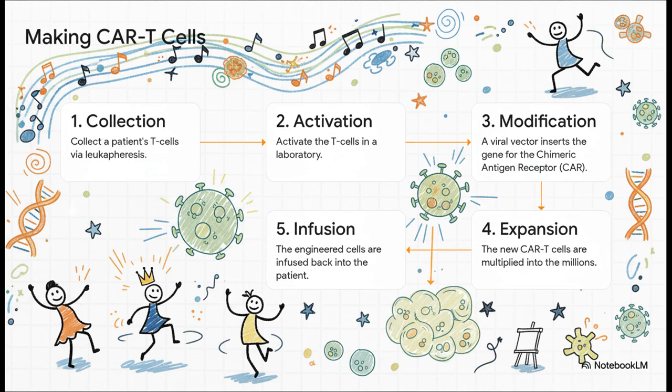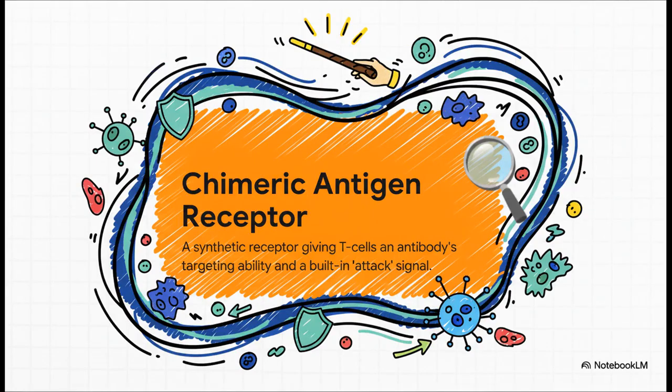Then they take them to a lab, and using a harmless virus, they give those cells a brand new gene. This gene tells the T cell how to build a very special receptor. Then they grow these new, superpowered cells into an army of millions, and finally, they infuse them back into the patient, ready to hunt. So what is the special receptor?